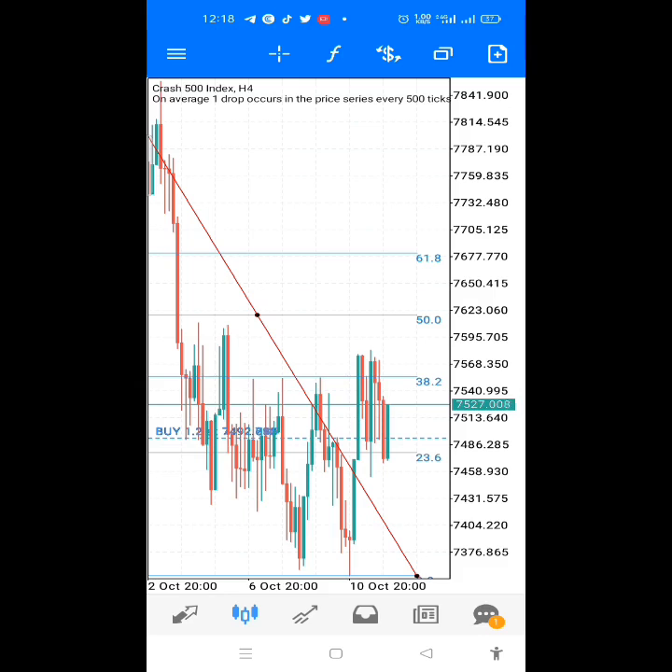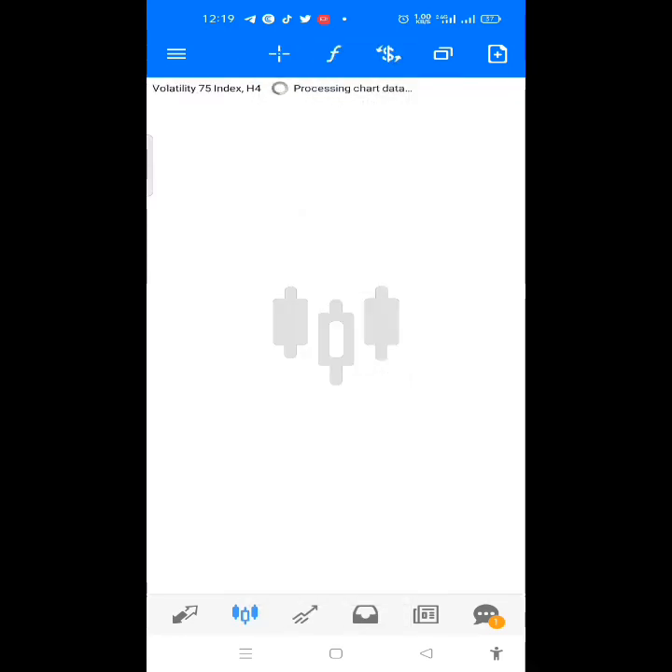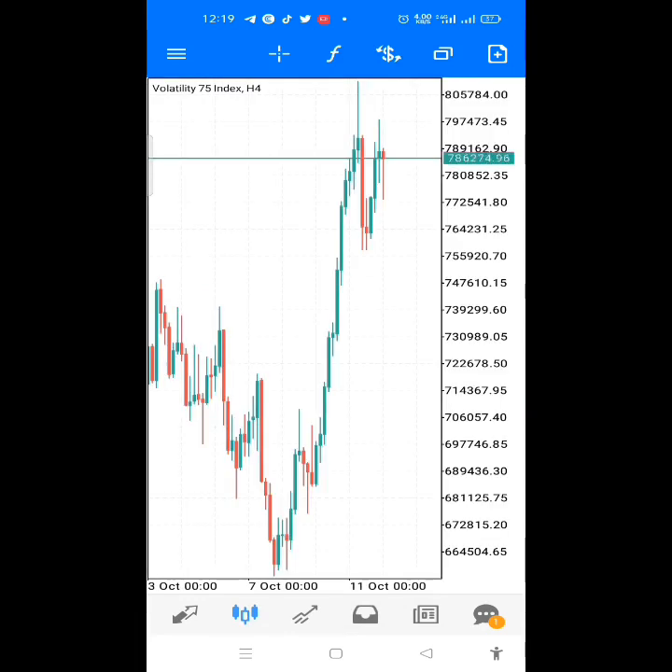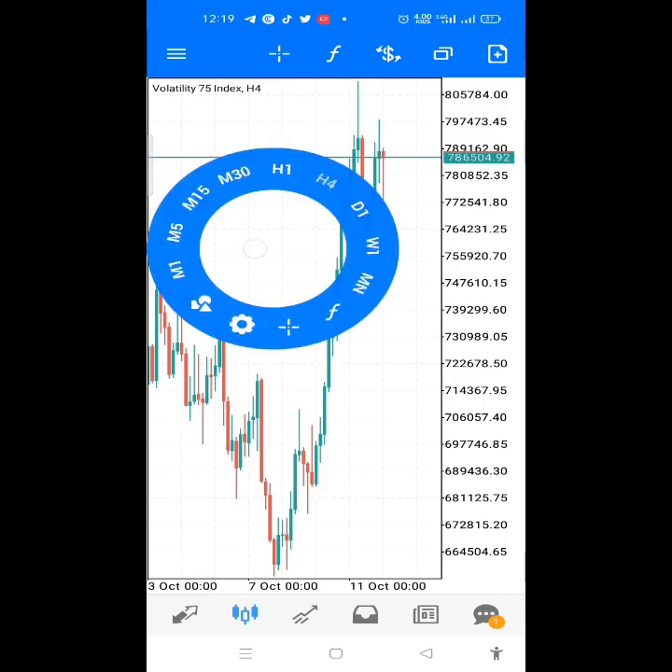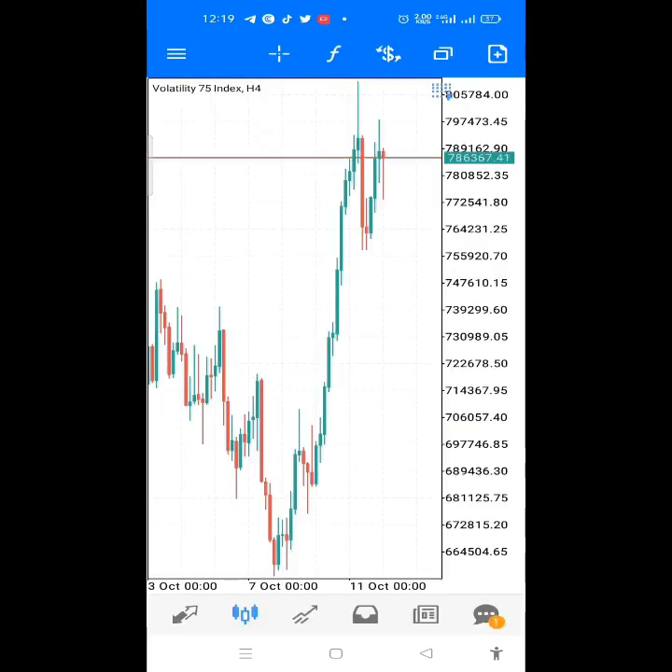Now let's quickly go to another pair without wasting much time. Let's go to Fix 75 and see if the Fibonacci really works on Fix 75. So Fix 75, 4 hours. Don't forget the time frame should be 4 hours. And don't forget, you pick the climax and you pick the base. Then you drag.